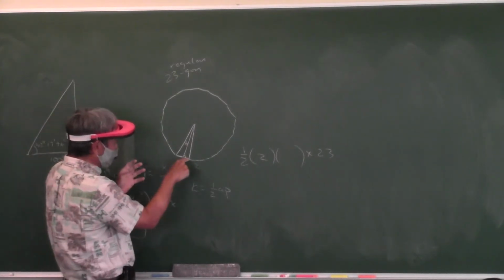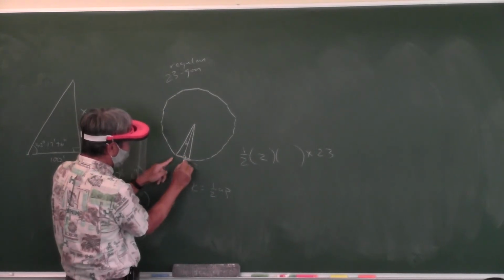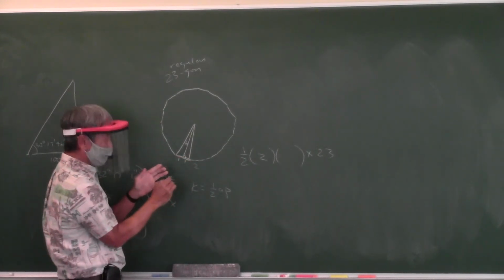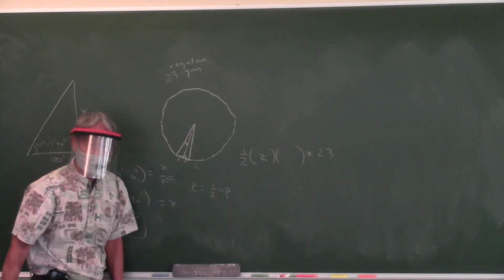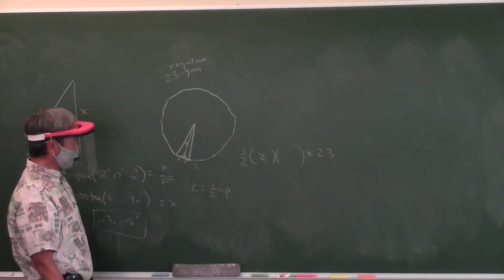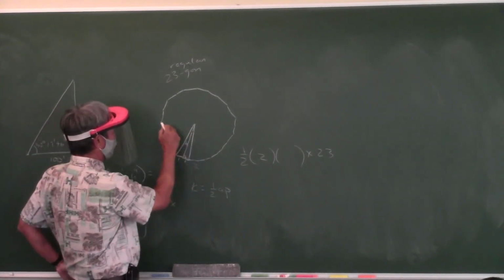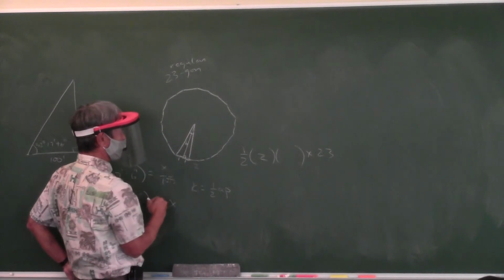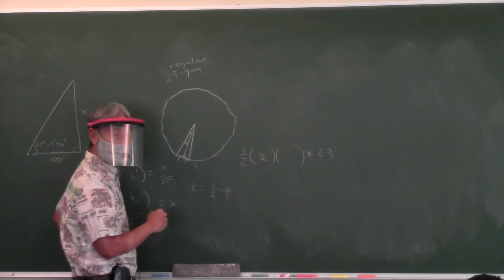Well, this is 2, which means 1 and 1, right? If I can find either this angle or that angle, I can use SOHCAHTOA, because it's a right triangle. Can I find that angle? Yeah. Well, what's this angle here? Right there: 360 divided by 23, right?